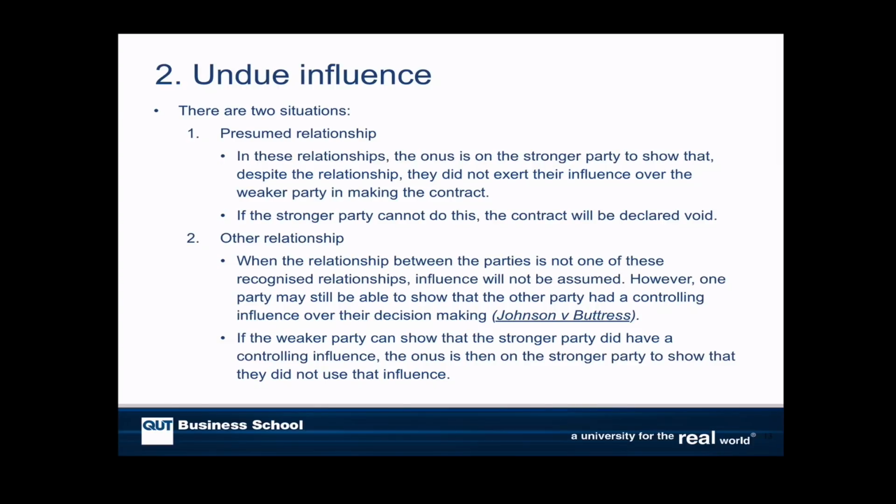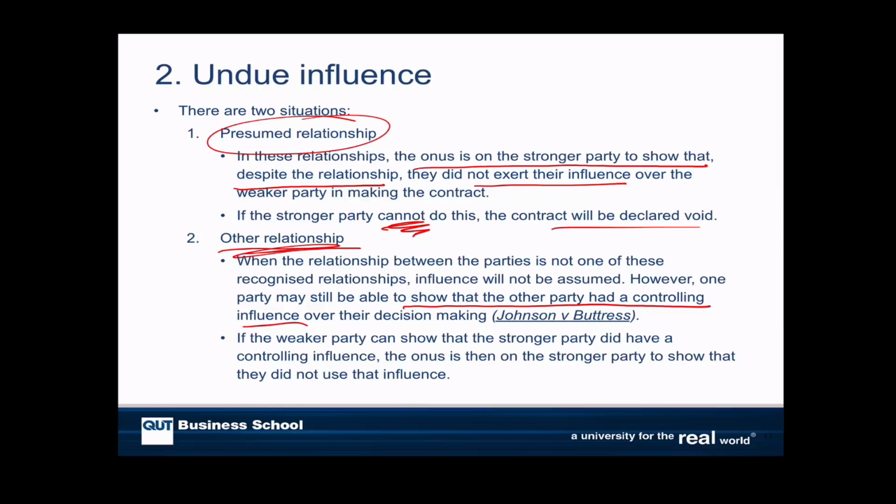In the second case, there are other relationships where you actually have to show that the other party had the influence. Okay, now, if it's this kind of presumed relationship, then the onus is on the stronger party to show that despite that relationship, they didn't exert the influence. If they can't, the contract is void. When the relationship is not one of these presumed, the weaker party has to show the other party did have that influence. And that's what happened in Johnson and Buttress, right? There wasn't this presumed relationship. They actually had to show the other party had influence over them. If the weaker party shows this first, then the stronger party has to show that they didn't use that influence. Okay, so it reverses this idea of who's got to prove what.